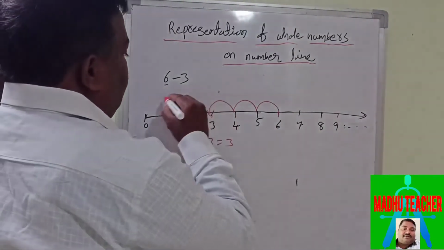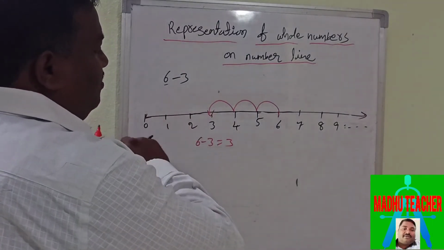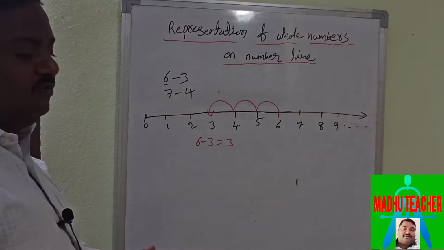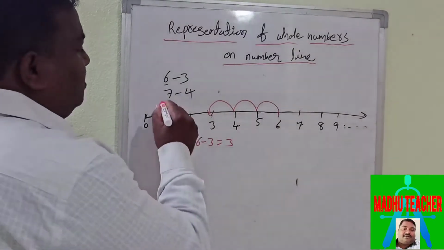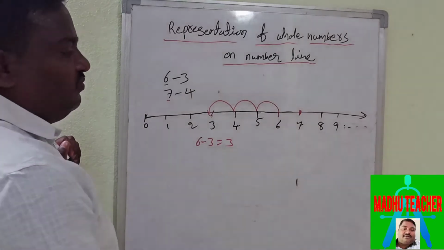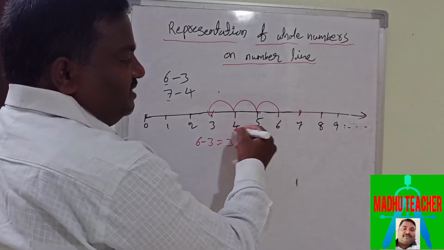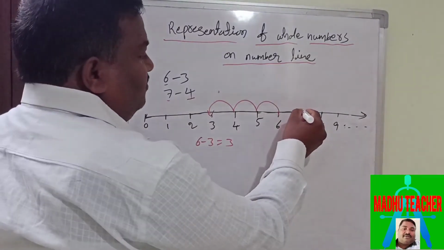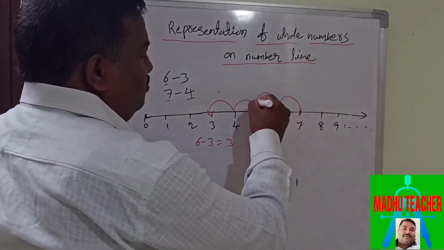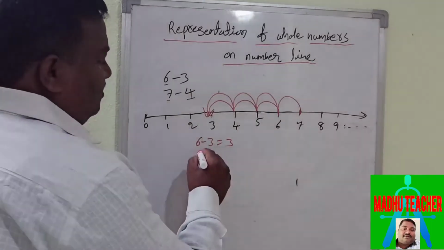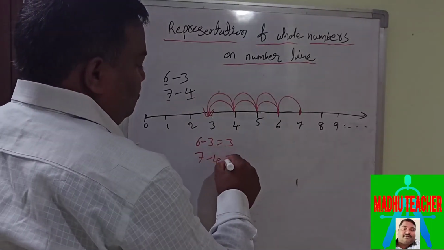Suppose we have 7 minus 4. What is the first number? 7. Start from 7. We move towards the left. How many jumps do we have to do? 4 jumps. 1, 2, 3, 4. So we reached 3. 7 minus 4 equal to 3.